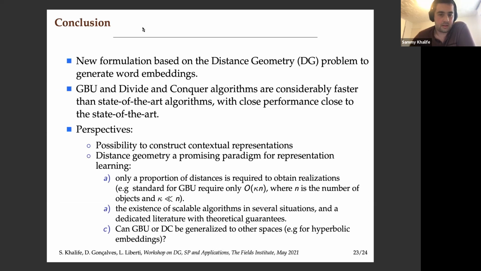So as a conclusion, I presented 2 algorithms to solve the distance geometry problem, and we showed that they have a much better complexity than the traditional embedding methods. And they also have a close performance or better performance to the state-of-the-art methods. And the perspectives for this work are also to construct contextual representations, so representations that would not only depend on the considered word, but also its context.